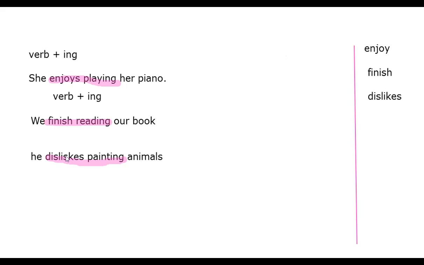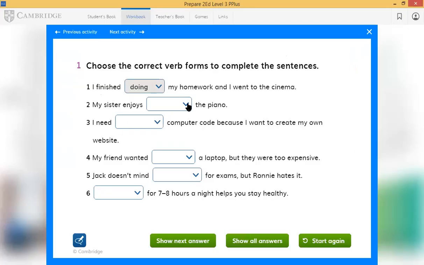Come on, the number 2. What is it? My sister enjoys playing or to play the piano. Playing. Exactly. I need to learn computer code because I want to create my own website, or I need learning computer code. Learning, somebody says. To learn. But thank you for participating.